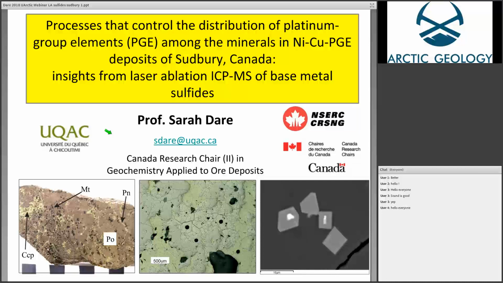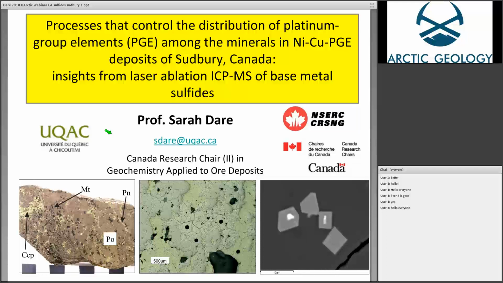So today I'd like to give you an overview of applications of how we can use laser ablation ICP-MS to determine in situ the PGEs in base metal sulfides from Ni-Cu-PGE deposits, and how we can apply that to try and understand the processes that control the distribution of PGE in these kind of deposits.